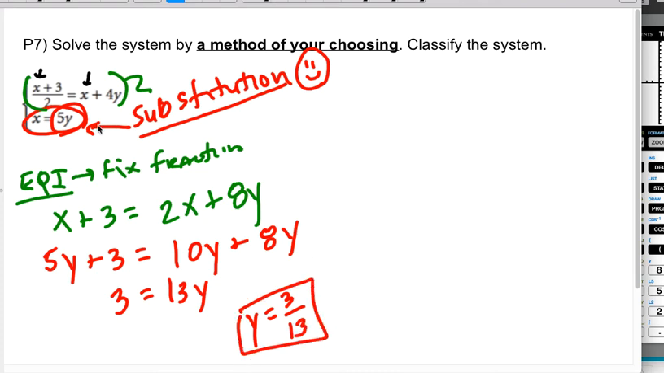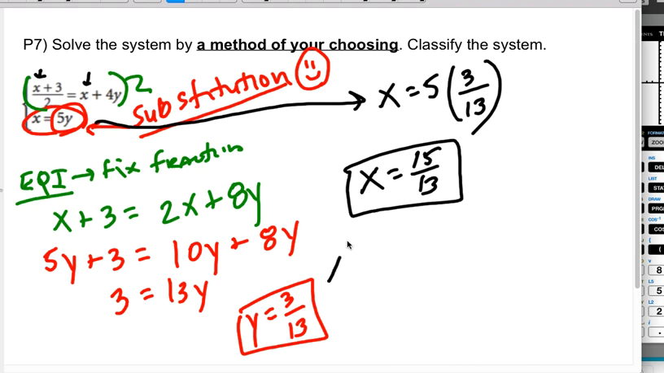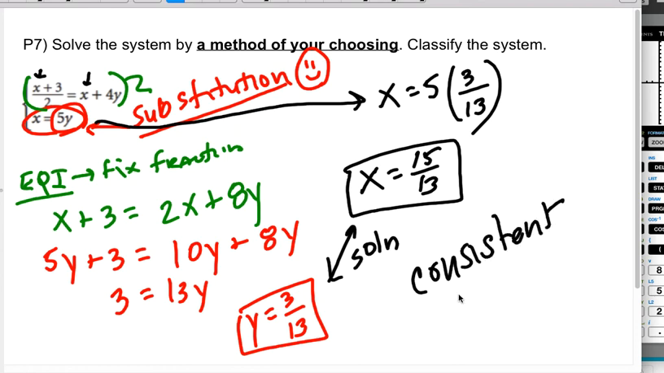But conveniently, I have a nice, easy formula that's already solved for x. So it's going to be 5 times this 3 over 13. I'm going to get that my x is 15/13. And sure, that's no fun, but it's an answer, right? So these guys are my solution. And when I classify this, this is consistent independent.